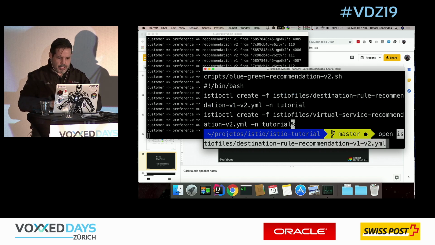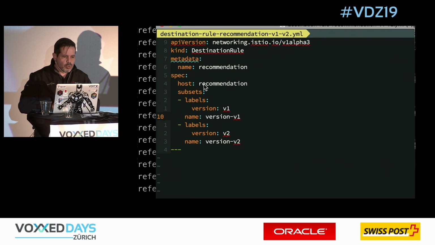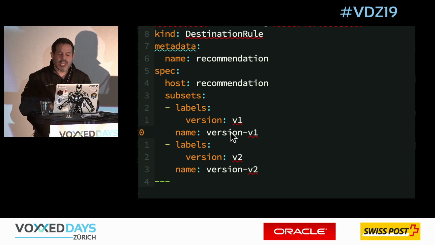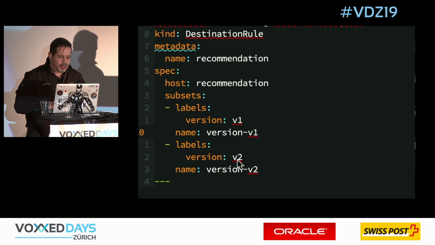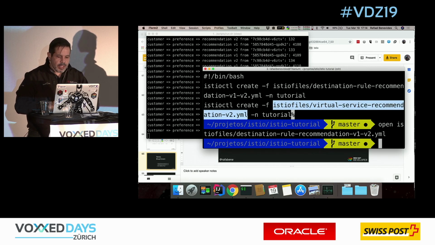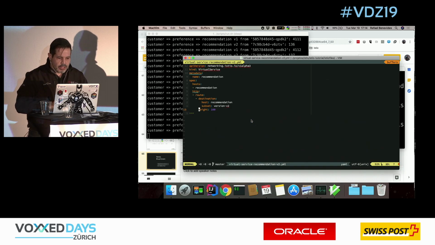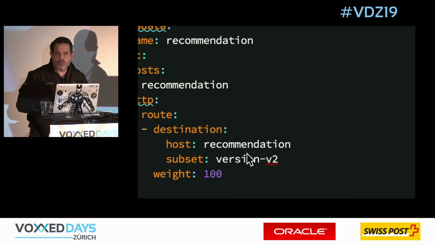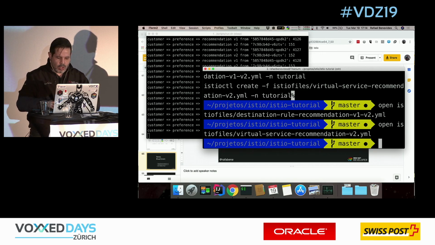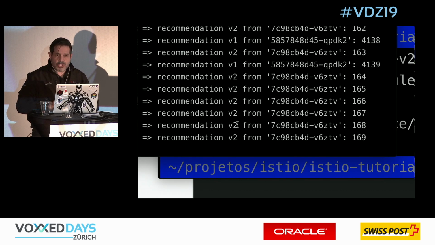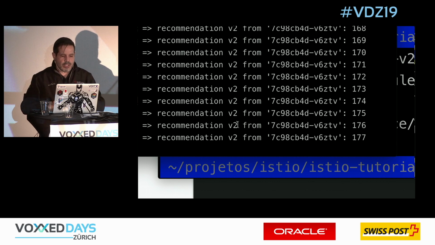So let me open the first one, the destination rule. The destination rule is used just to give a name to a subset. So I get every pod that has the label v1 and I call it version v1. I get every pod that has the label v2 and I call it version v2. Okay? Now I will apply the virtual service rule itself. The virtual service says that every time I'm trying to access recommendation using the subset v2 that I've defined previously, send the traffic 100% to that version. So let's apply. Let's call the blue-green recommendation v2. And now, immediately, fast, zero downtime, everything's running on v2.